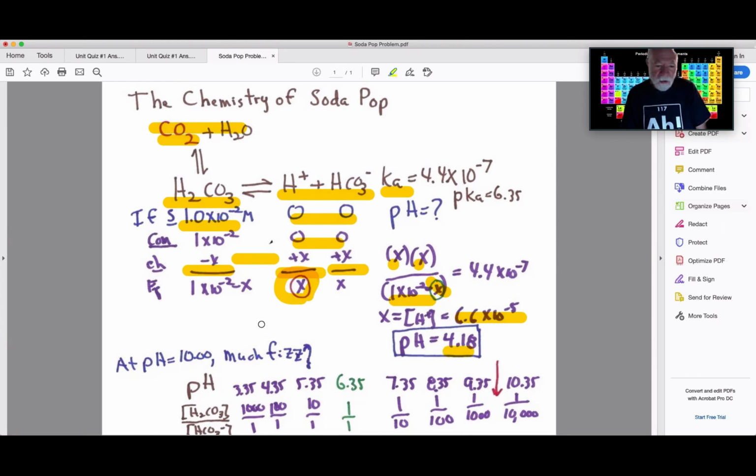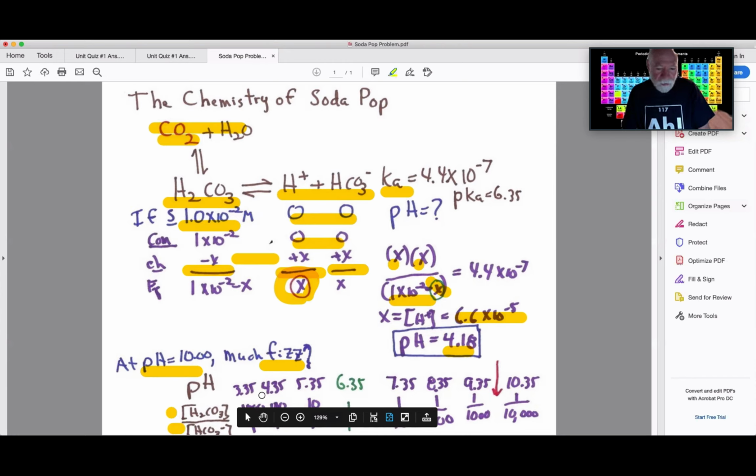Now here comes question 2. Any questions on number 1 though? Does that seem okay? Okay, here comes question number 2. Let's say the soda pop has a pH of 10. Will it have much fizz? Now, how in the heck did fizz get into the problem? Well, going back to the system, carbonic acid, if you have a lot of that, gives you a lot of CO2, gives you a lot of fizz. If it's in the form of hydrogen carbonate, not much fizz. So really what you're after is a ratio of carbonic acid to hydrogen carbonate.